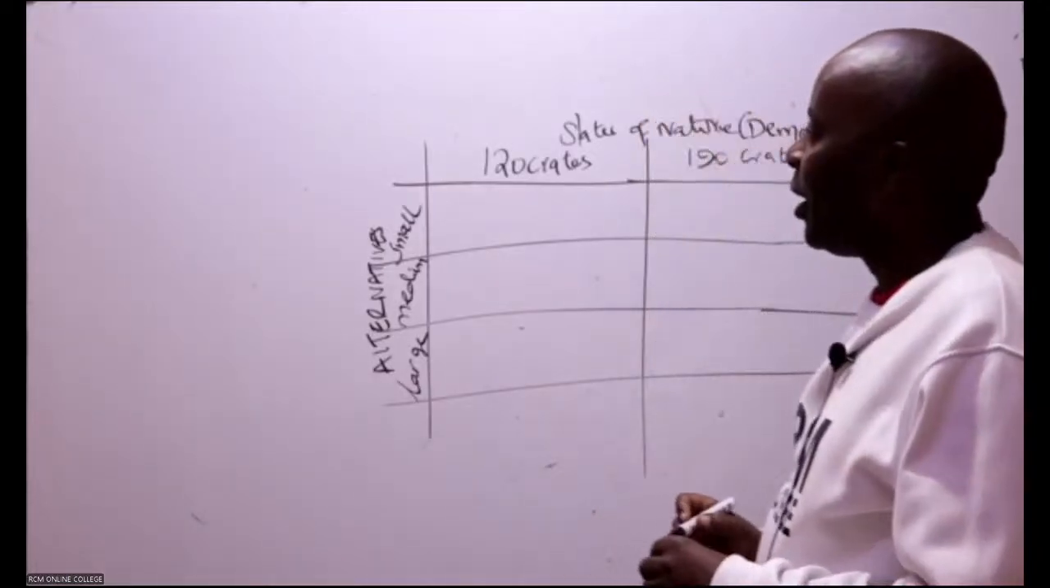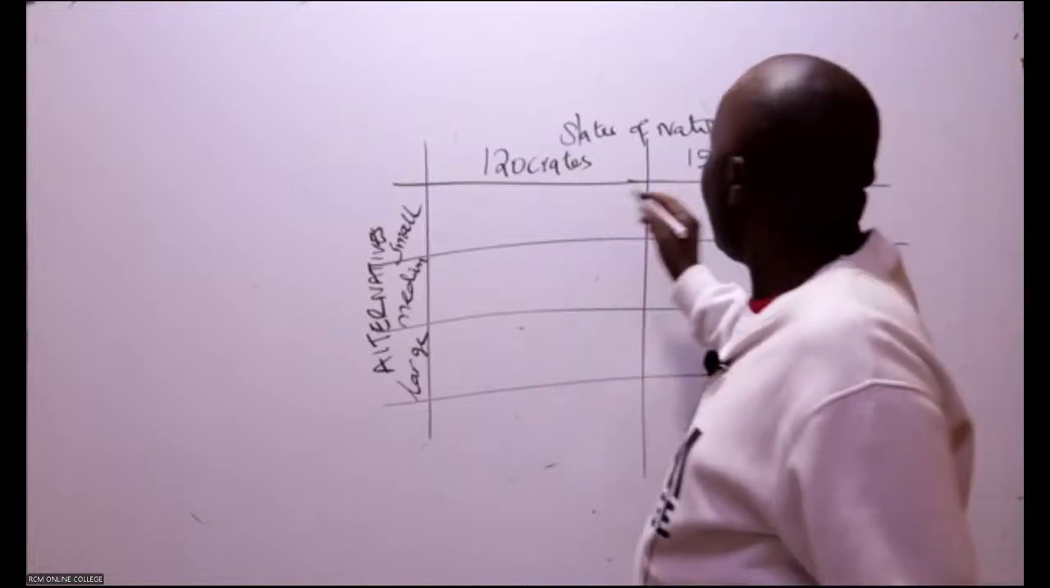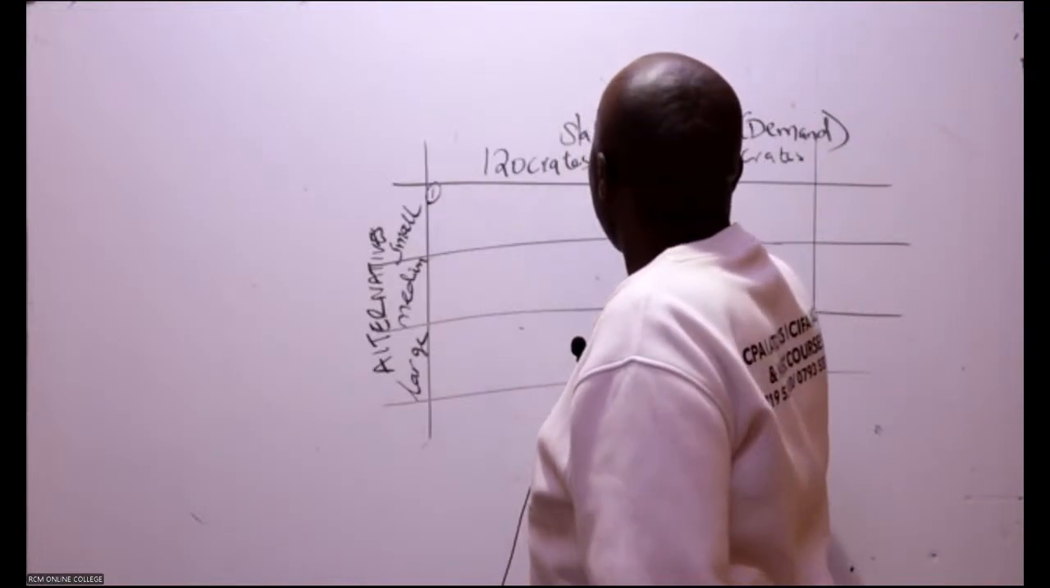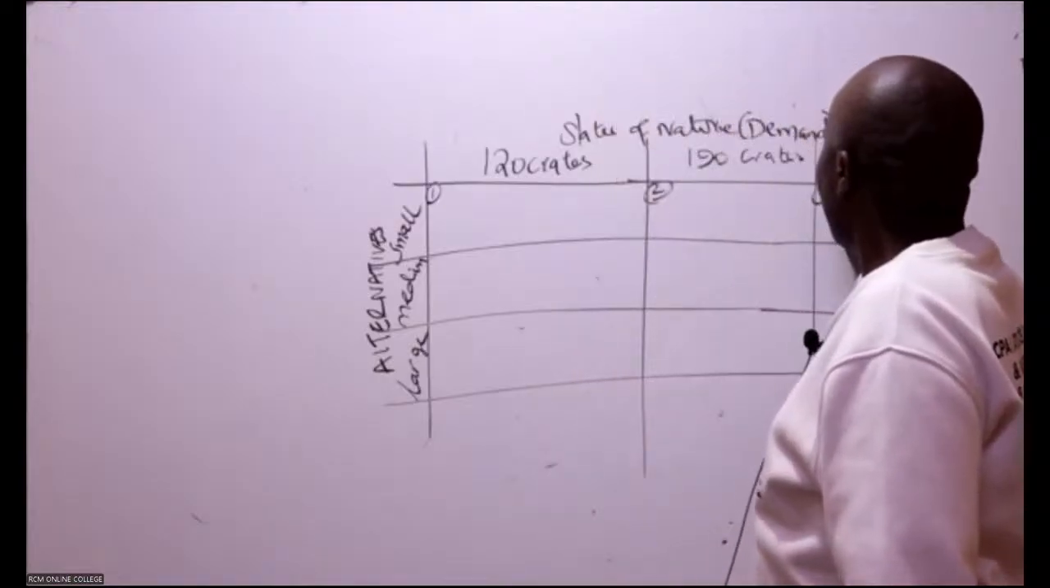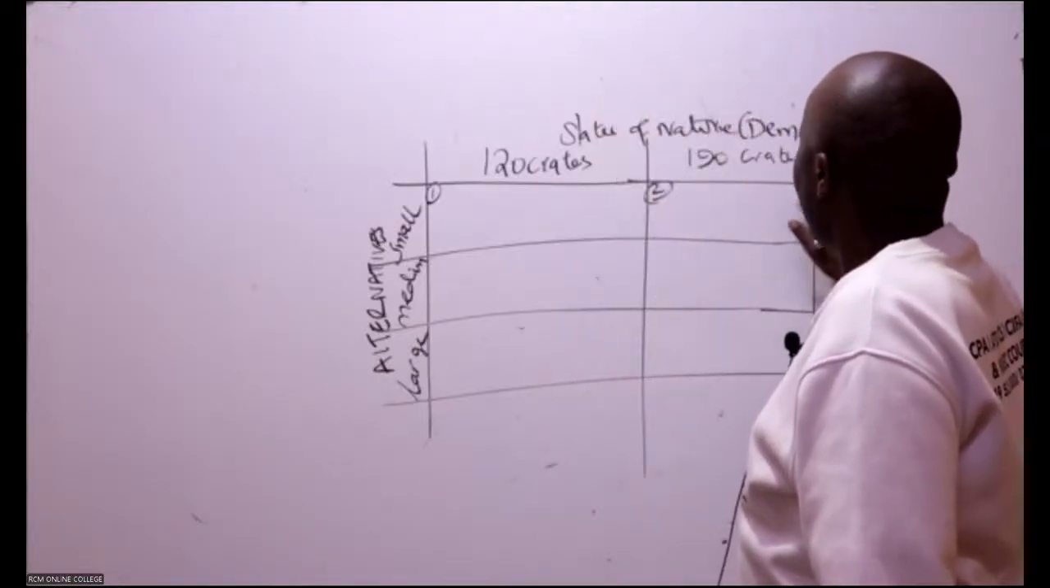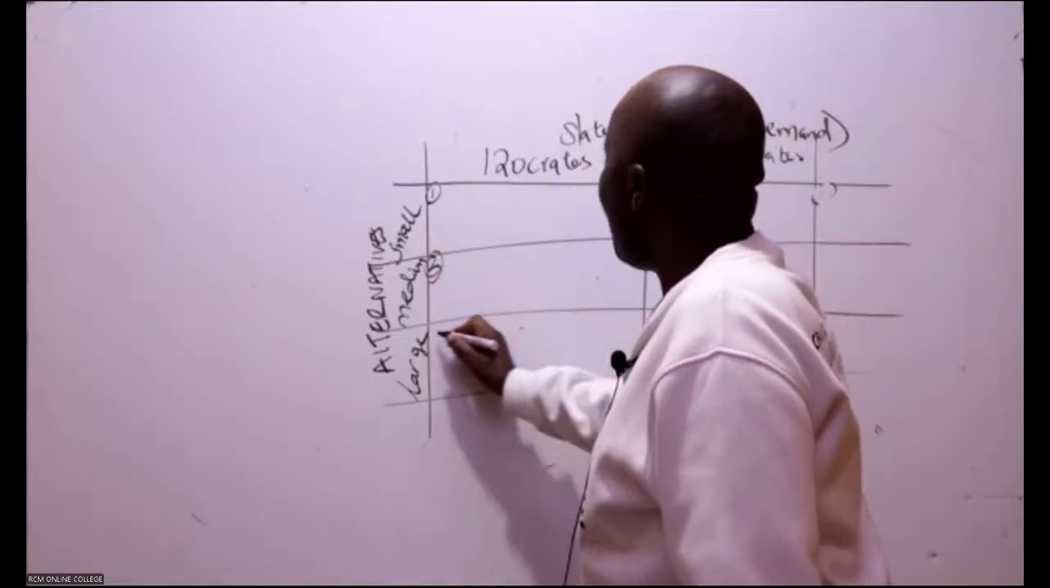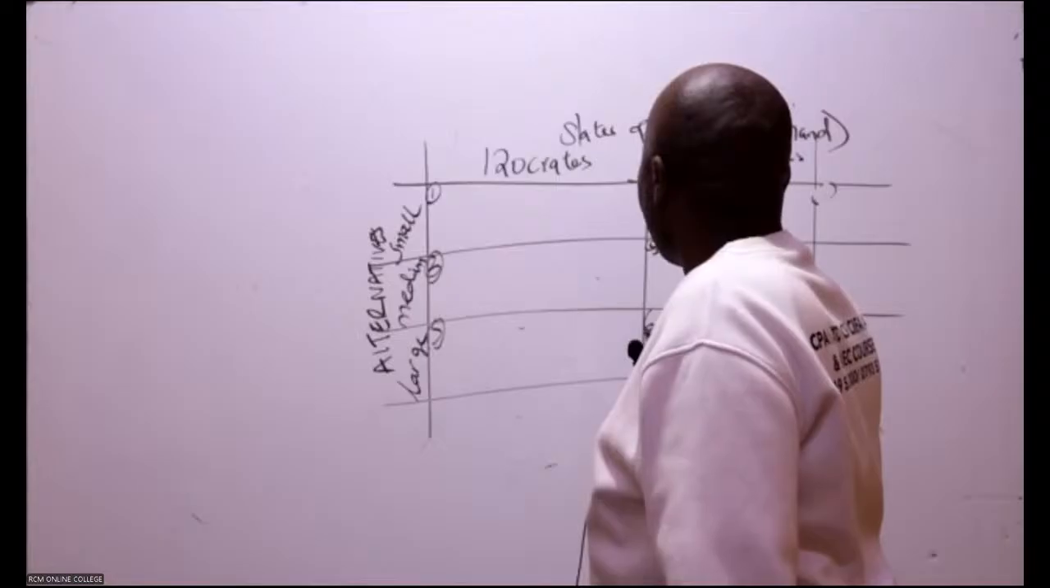190 crates. So, ladies and gentlemen, we have 6 cells here. We have cell number 1, cell number 2, cell number 3, we have cell number 4, we have cell number 5, we have cell number 6.